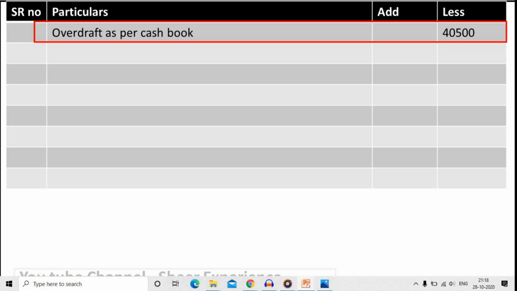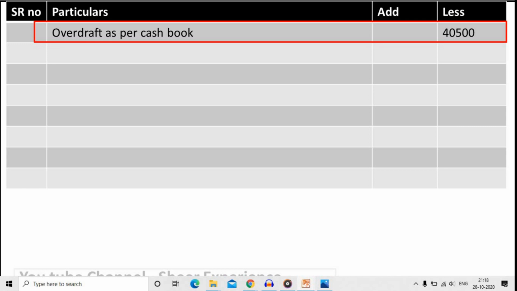We always mention the overdraft balance in the less column of the bank reconciliation statement because overdraft balance is a liability, and also overdraft balance is considered an unfavorable balance. When balance as per cash book and balance as per passbook are given in the problem, we have to mention the amount in the add column. These are called favorable balances. But here we have overdraft balance as per cash book, so we have to mention the amount in the less column.